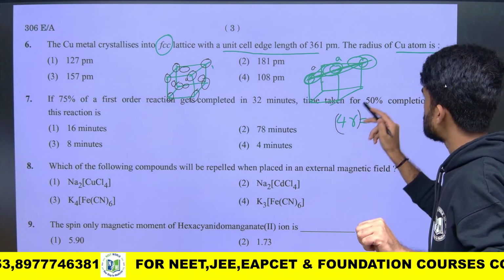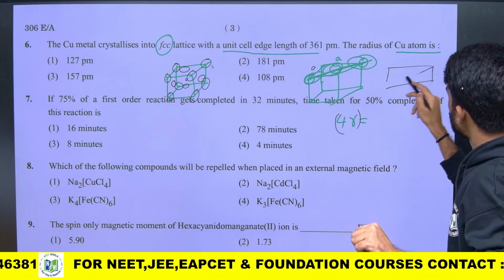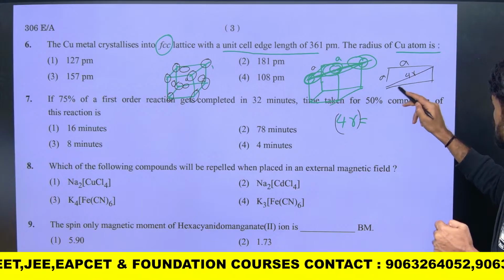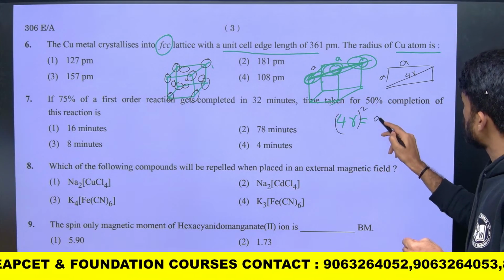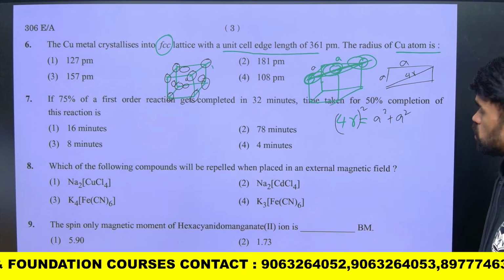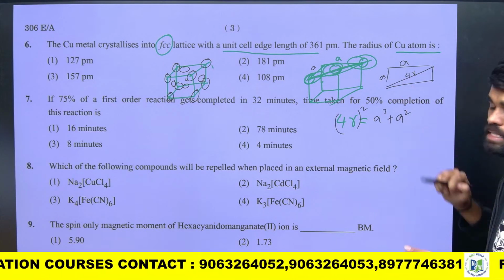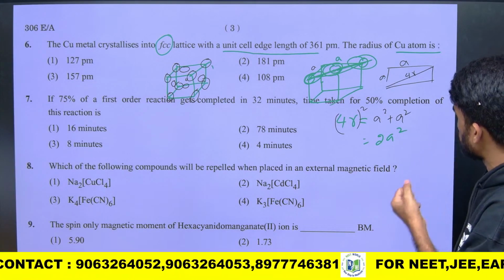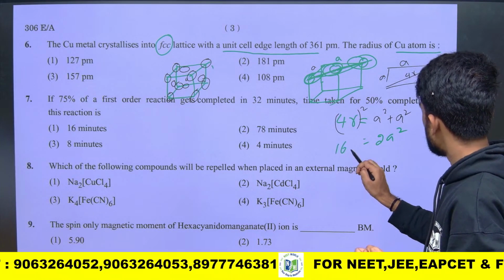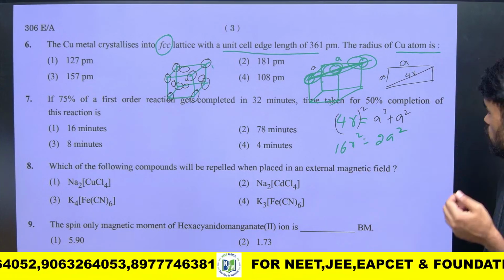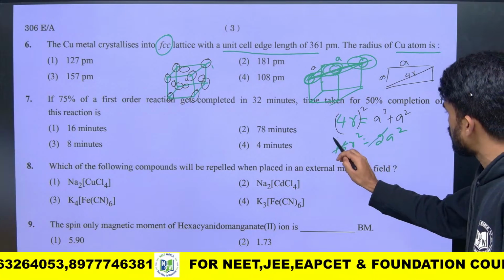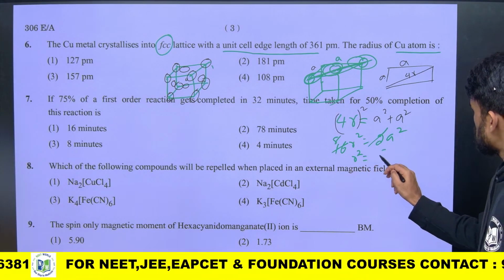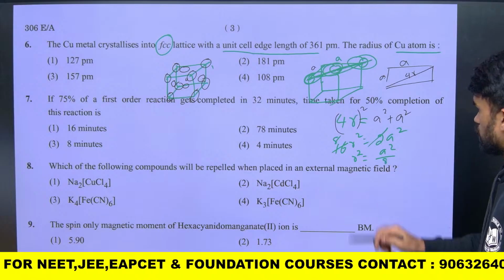Now use Pythagoras. Here a I told you, and 4r is what we need to find. So I can write (4r) square equals a square plus a square, right. So I am writing, this is a, that's why a square plus a square. So 2a square equals 16r square. Now I can write it as 8, so r square equals a square by 8.